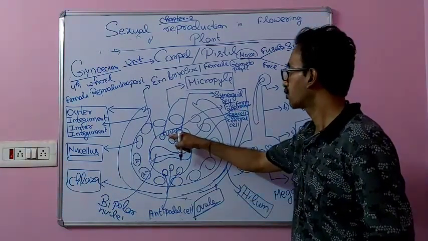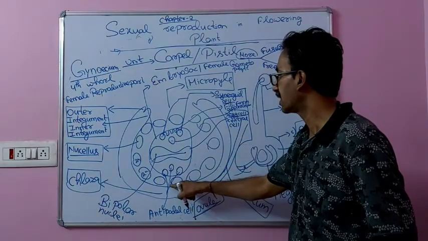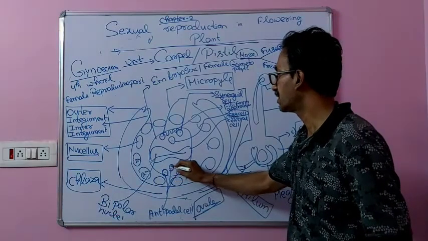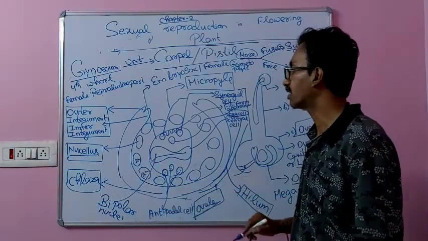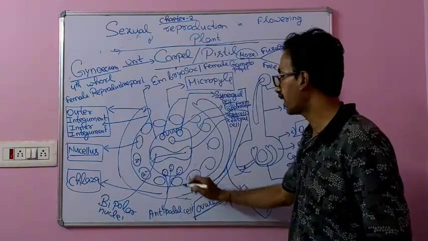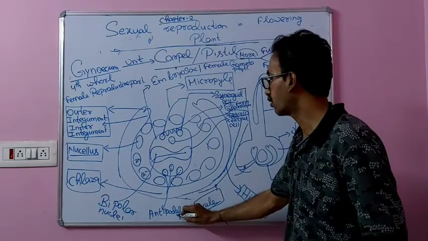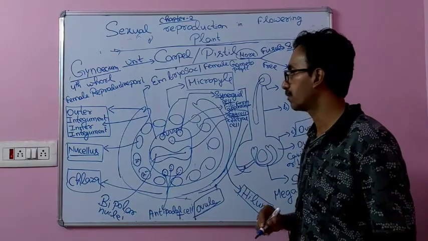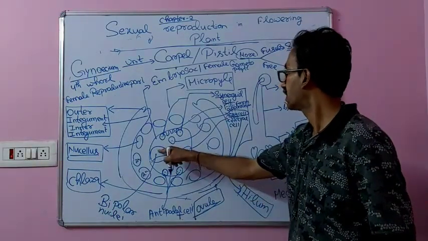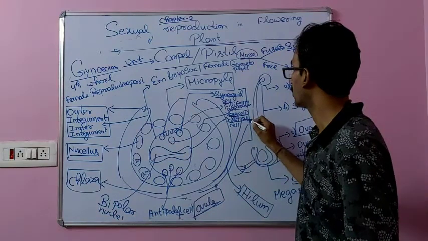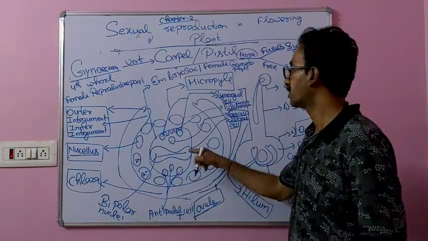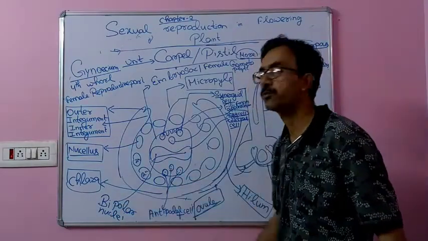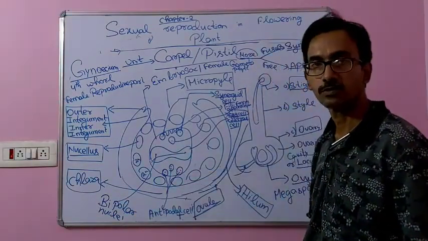Just opposite to the micropyle, there is a region called the chalaza. At the chalazal end, the three cells present are called antipodal cells. In fact, antipodal cells do not carry out any function. The two synergid cells also do not carry out any function. In the middle, there is a large cell called the central cell, in which there are two nuclei, called polar nuclei. In some books, it is also written as secondary nucleus precursors, the polar nuclei.